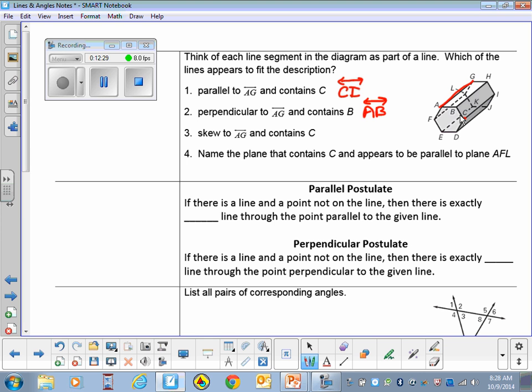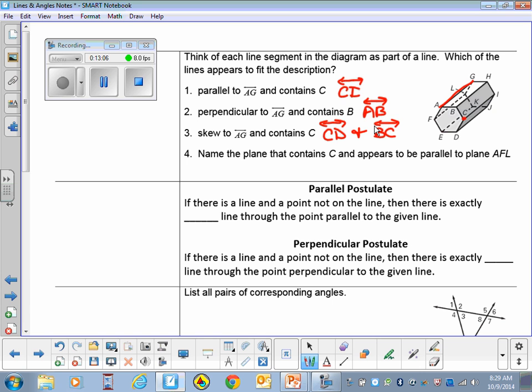Skew to AG containing line C. Got more than one option for this one. Good call? CD. How about the second option? What else is going to work? Coming back, anybody find the other one that is skewed to AG and goes through point C? Sarisha? CB or BC, because we put the letters in alphabetical order.